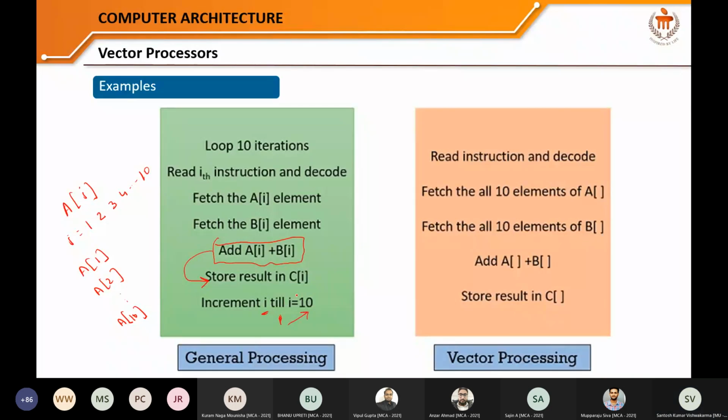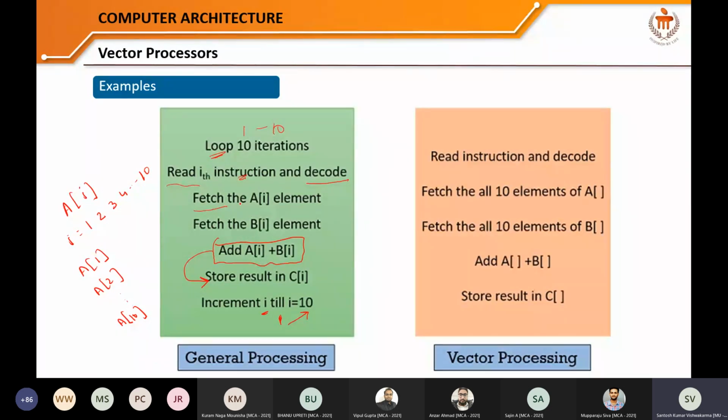These are the values. Now the loop, as all of you understood, the for loop or whatsoever we are going to use, will have 10 iterations, starting from 1 to 10, and every time it will read the ith instruction and decode it. As you know, every instruction cycle goes through a few phases. The first phase is read, then decode of the instruction, then fetch, reading the values, and finally execute. So read, decode, fetch, and execute, but it will go 10 times. That is a general processing system.